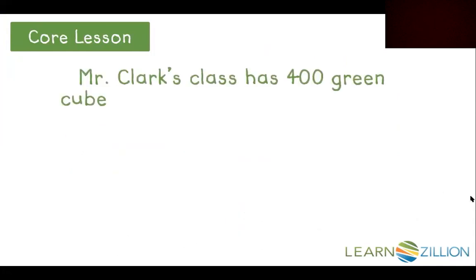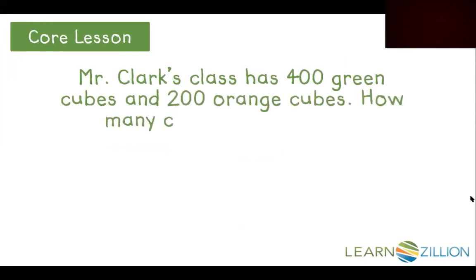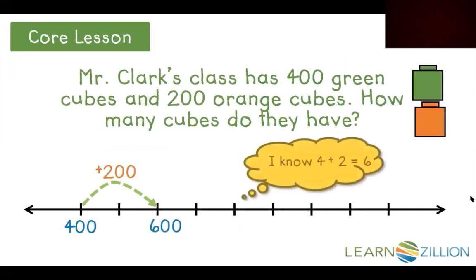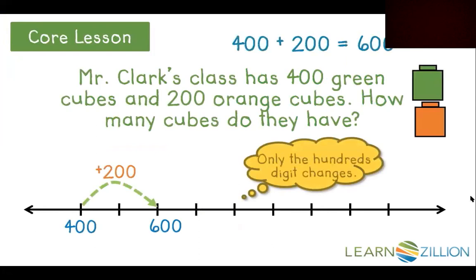Mr. Clark's class has 400 green cubes and 200 orange cubes. How many cubes do they have? We can put 400 on a number line. 400 plus 200 equals 600. I know 4 plus 2 equals 6, so that can help me to solve 400 plus 200 equals 600. Only the hundreds digit changes. 400 plus 200 equals 600.